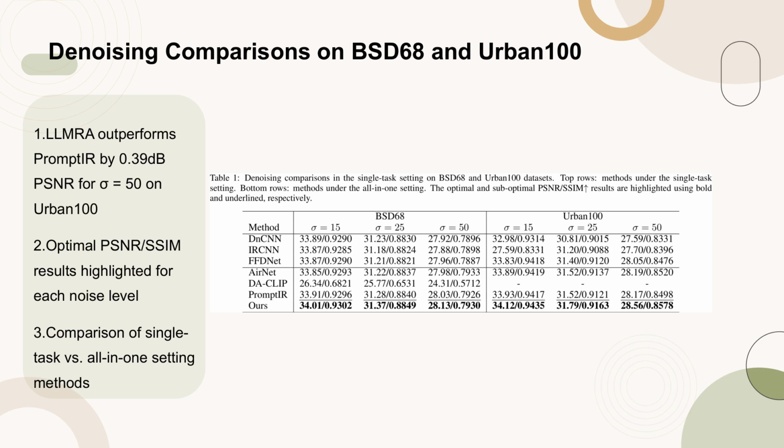Notably, the proposed LLMRA method achieves the highest PSNR/SSIM results, particularly showing a significant improvement of 0.39 dB over PromptIR for the highest noise level, sigma equals 50, on the Urban100 dataset. The optimal and suboptimal results are clearly marked, aiding in the direct comparison of method effectiveness.